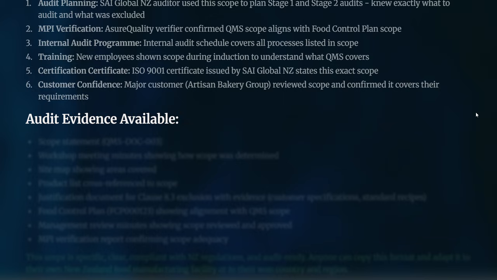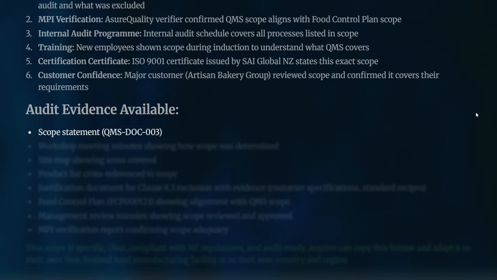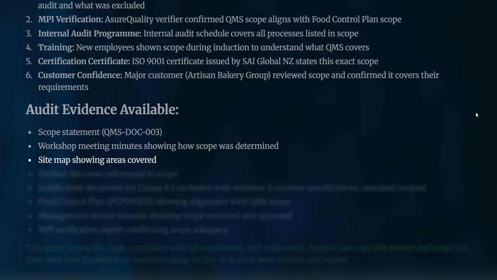With this scope, the audit evidence is available. You have a scope statement, QMS-DOC-003. You have workshop meeting minutes showing how the scope was determined also. You need to create one. And also a site map showing area coverage. You also have to have an image of the site map and include it, okay? The map of your company and the layout. Just keep it with your evidence.